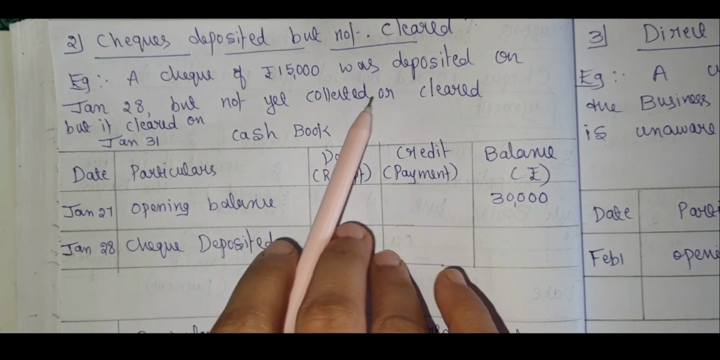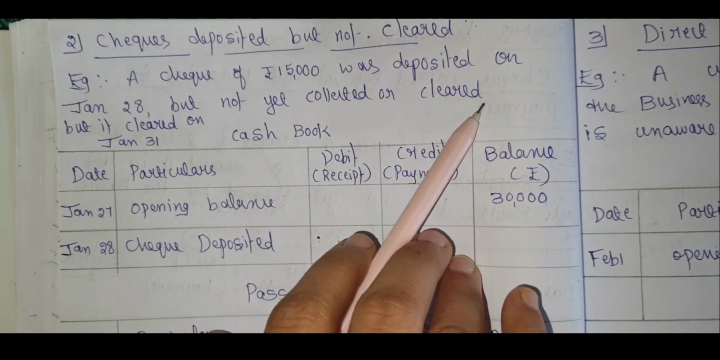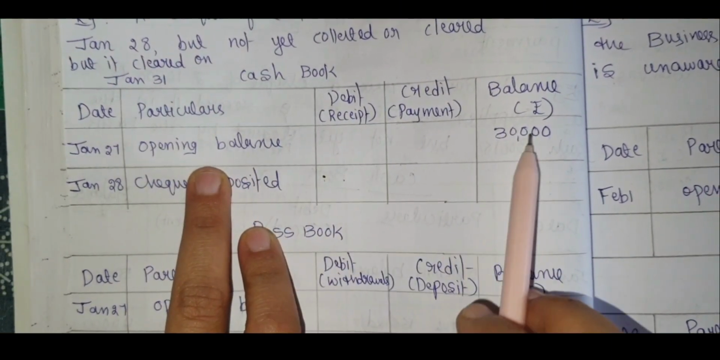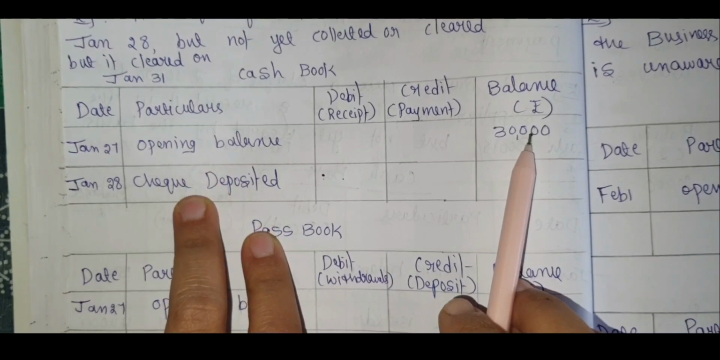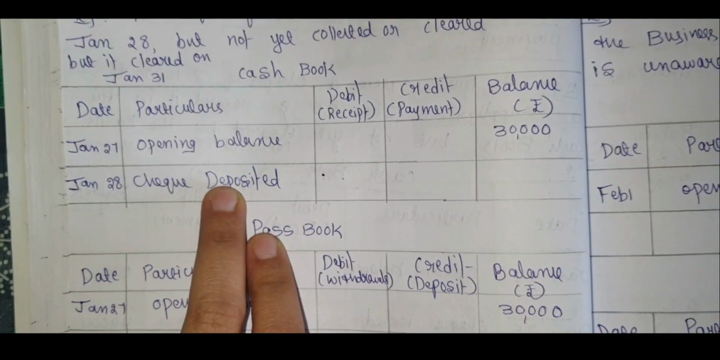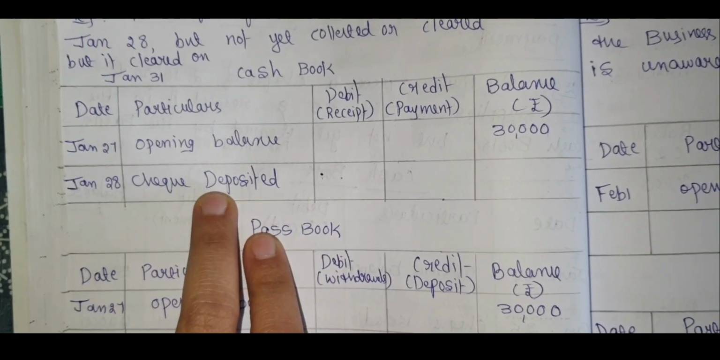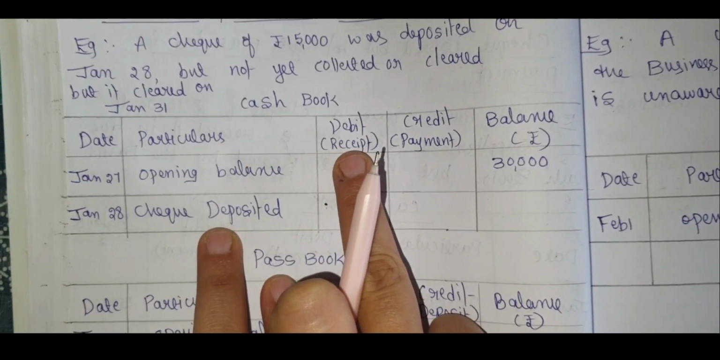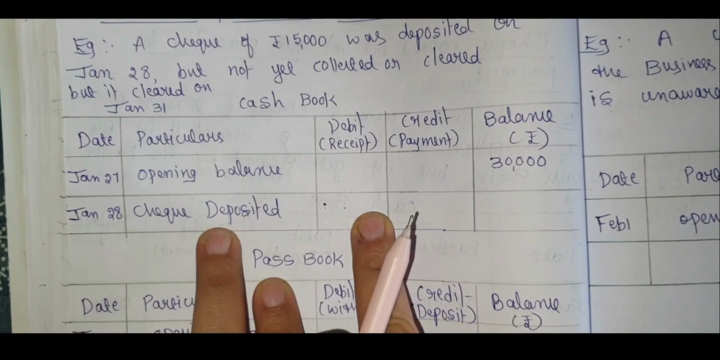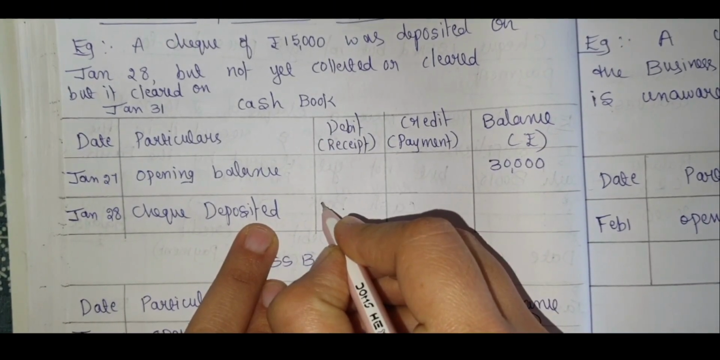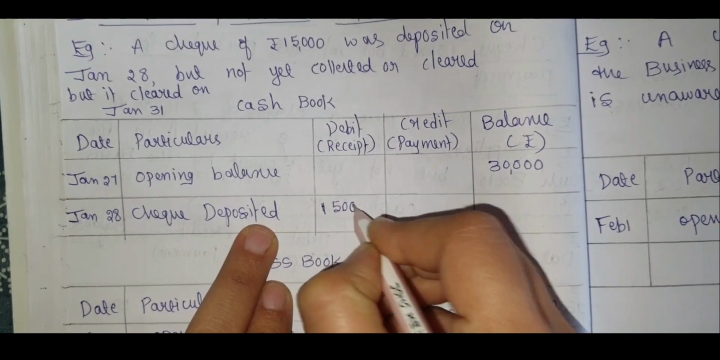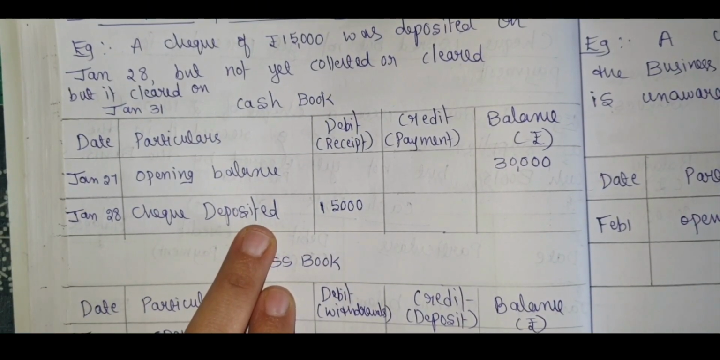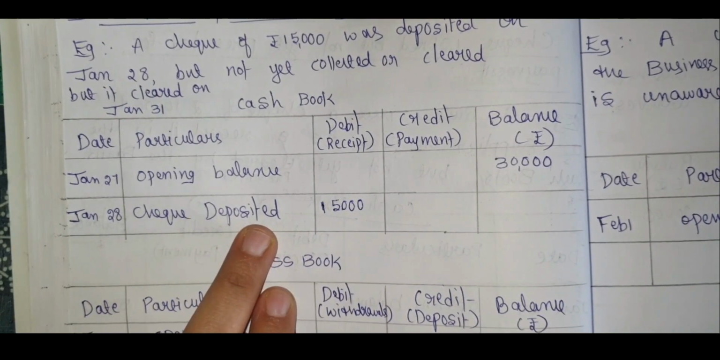Okay, but not yet collected or cleared. First we will solve in the cash book the opening balance, that is rupees 30,000. And here we are not issuing the check, we are depositing the check. So it comes in the receipt, means debit side. So check deposited, that is rupees 15,000. Write down in the debit side, that is receipt side, because we are depositing the check of rupees 15,000.